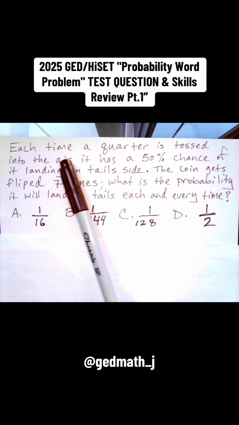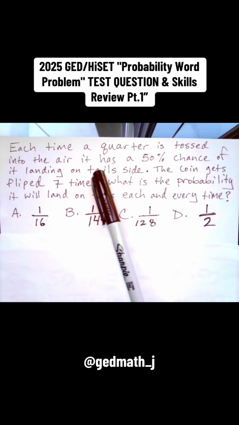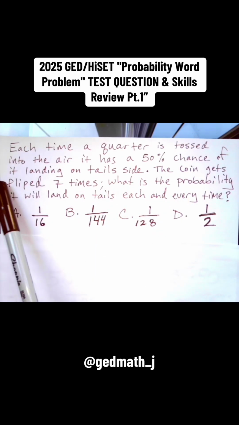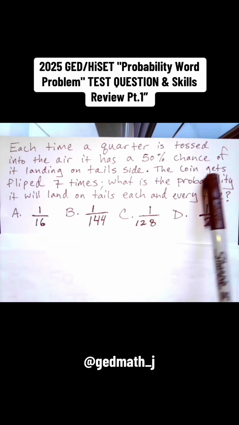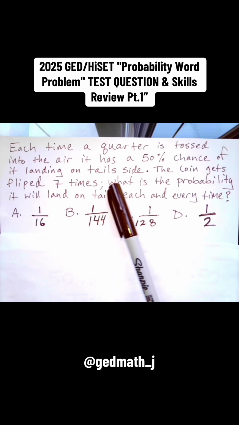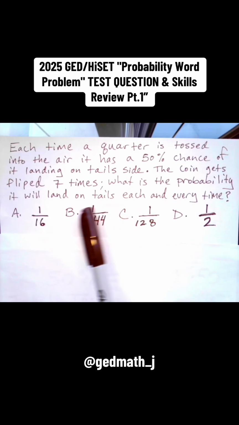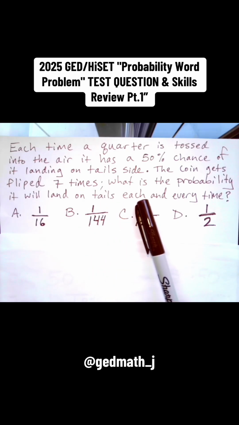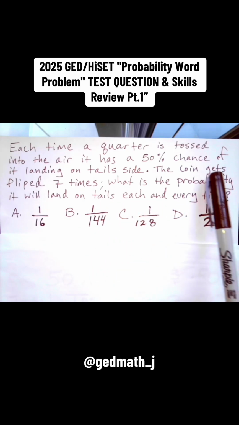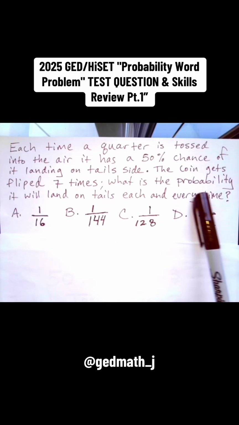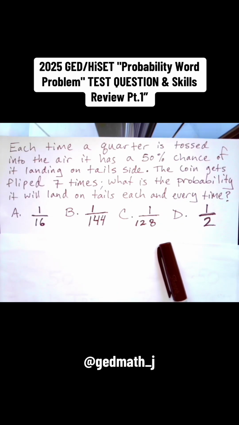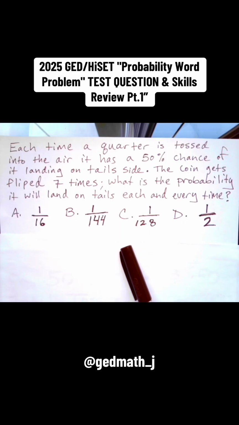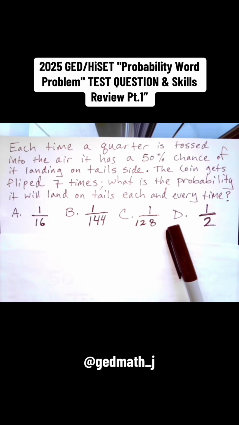So each time a quarter is tossed into the air, it has a 50% chance of landing on the tails side. The coin gets flipped 7 times. What is the probability it will land on tails each and every time? So here we're looking at probability, or the odds. What are the odds of it landing? And when you're dealing with probability, you're dealing with percents, chances, broken down into percents.